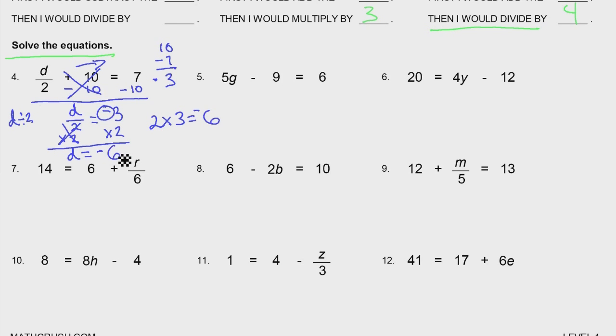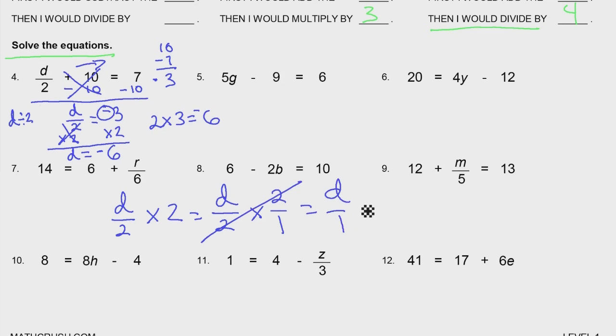Now some of you might be looking at this d over 2, and you might be wondering, wait a sec, if I times it by 2, how does that cancel each other out? Well, if you think about your fractions, you would have d over 2 times 2 over 1. Remember, 2 over 1 is the same as 2. Well, you can cross cancel, and this gives you d over 1, which equals d. And that's why, when you do this, you're left with d.